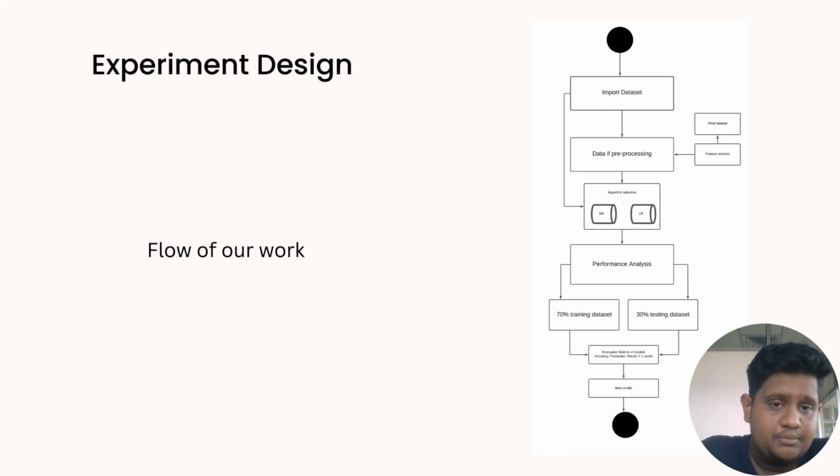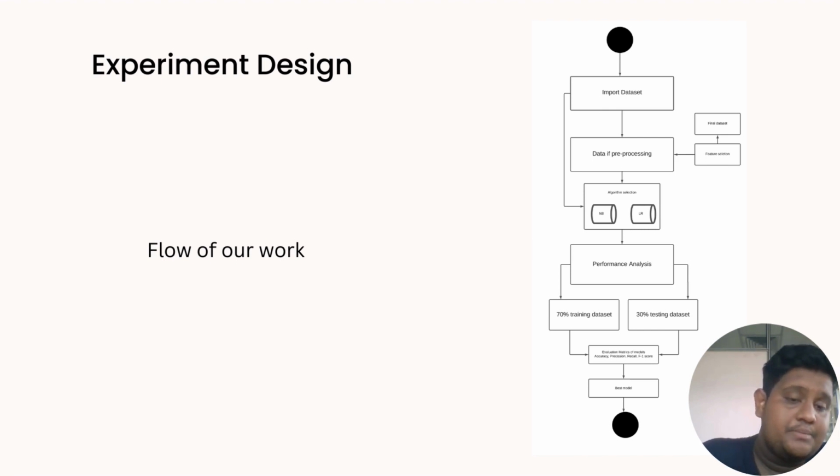At first, we'll input the dataset, and we will do data pre-processing. But before pre-processing, we will do the feature selection, as I have told earlier. Then we'll get the final dataset. Then from the dataset, we will do the pre-processing. Then we'll do the testing of our two models, which are logistic regression and Naive Bayes.